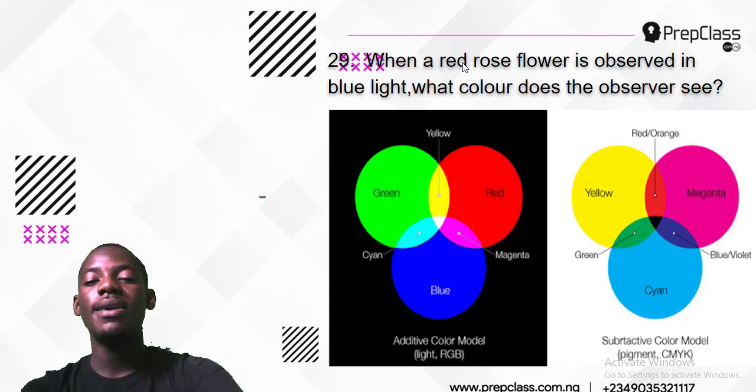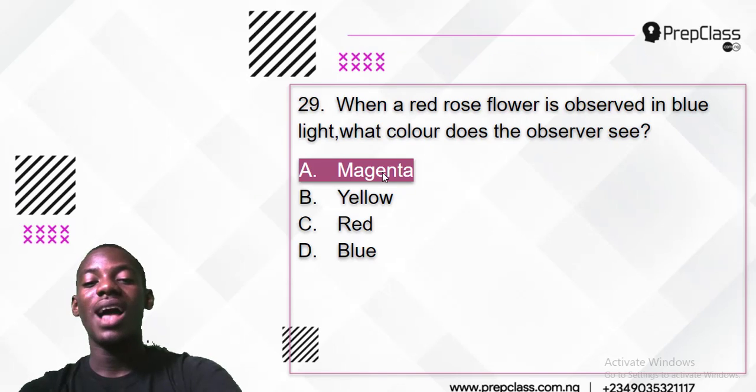The question says when you combine red color with blue light, what will it give you? Blue and red will give us what? Magenta, and that is the answer in the middle right there. Blue and red will give us magenta, and that is the color. So the answer is simply magenta, and magenta is the secondary color between red and blue, and that is the answer.